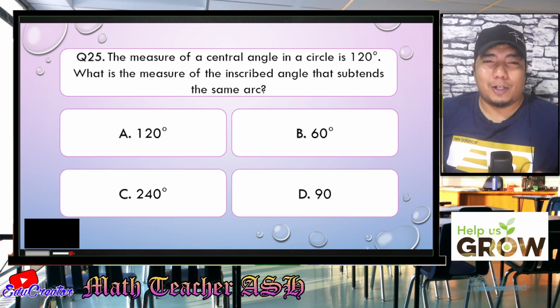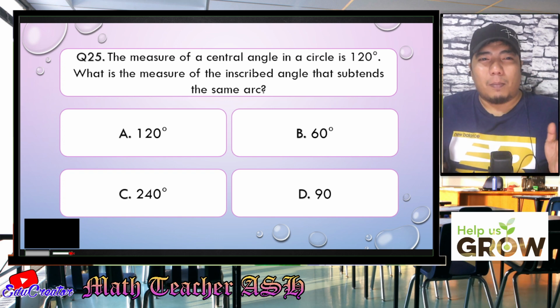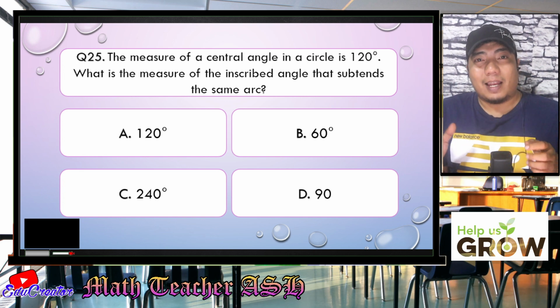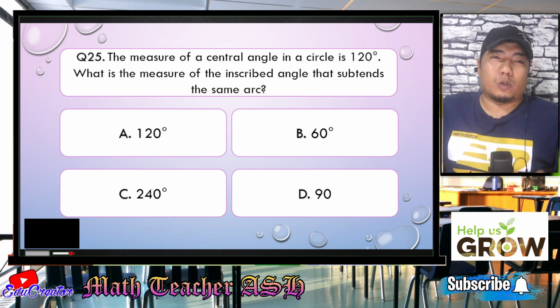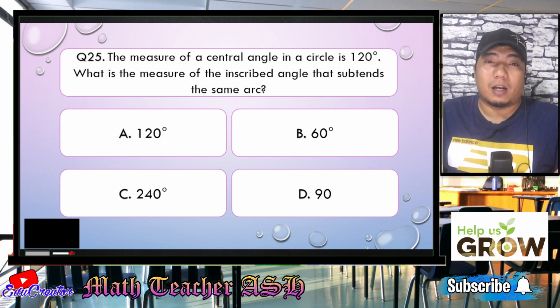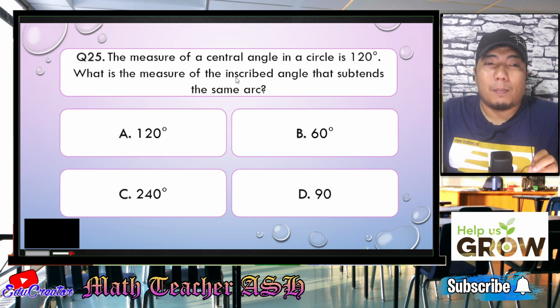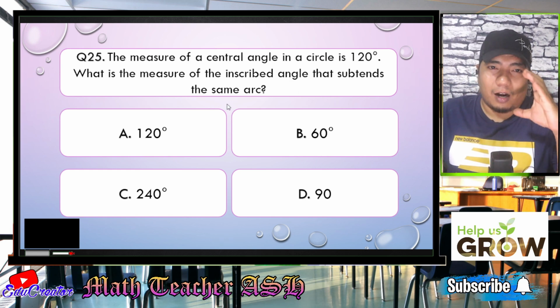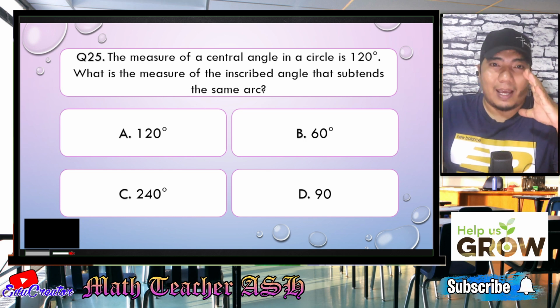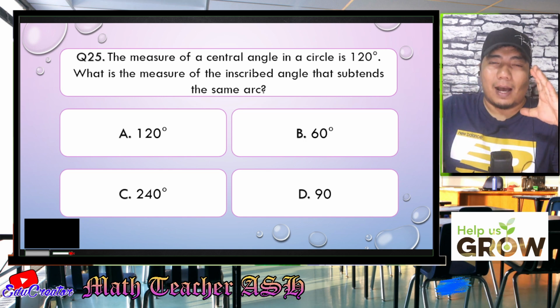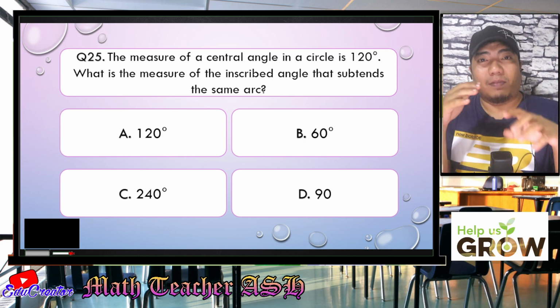All right, math learners, the relationship between the central angle and its intercepted arc is that they are equal. So central angle and its intercepted arc are equal. So if it is 120, then the intercepted arc is also 120. However, the question here is what is the measurement of the inscribed angle that subtends the same arc? Now, if that arc, that 120, has also an inscribed angle, what would be the measurement of the inscribed angle?